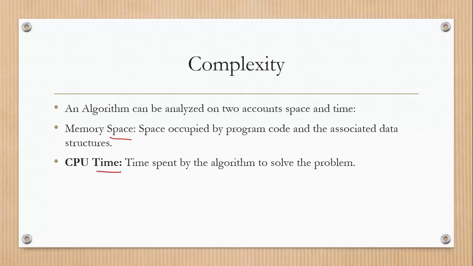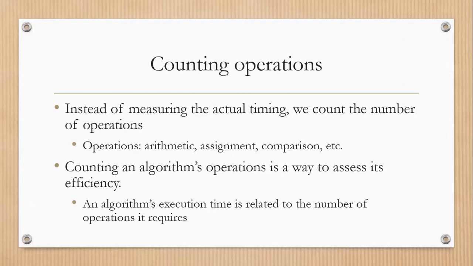Space complexity is a calculation of the amount of working storage an algorithm needs. That means how much memory in the worst case is needed at any point in the algorithm. Whereas while calculating time complexity, we estimate the total time spent by the algorithm to solve the problem in its worst case. Now, if we want to calculate the time complexity of any algorithm, then instead of calculating the actual timing, we count the number of operations.